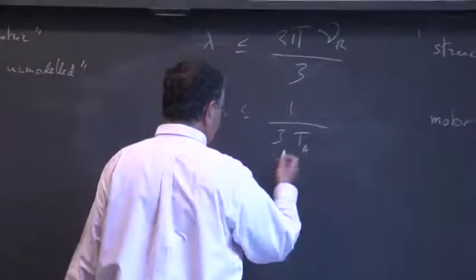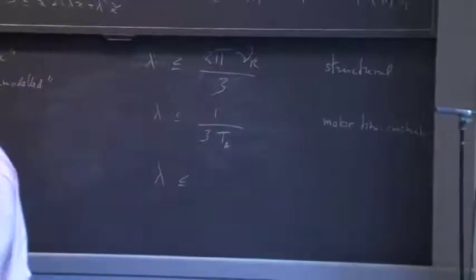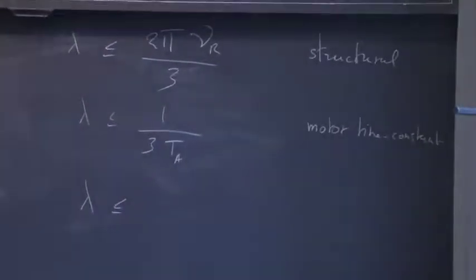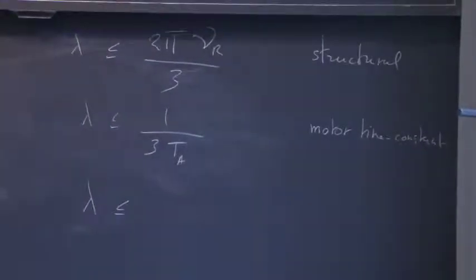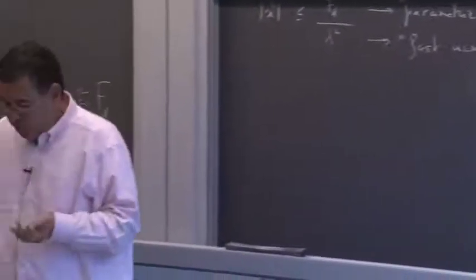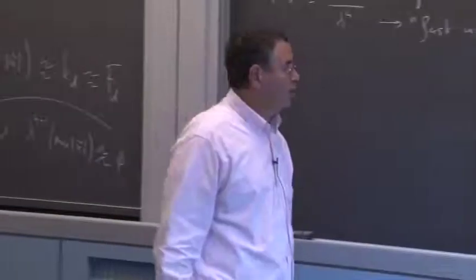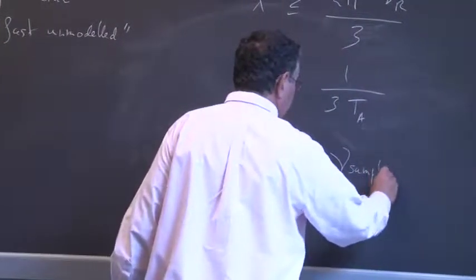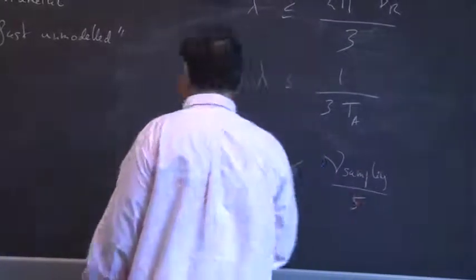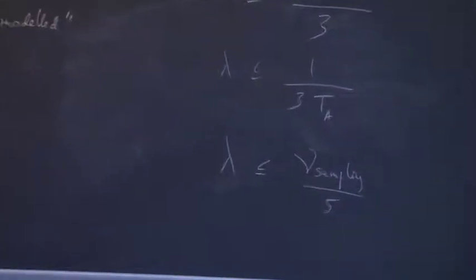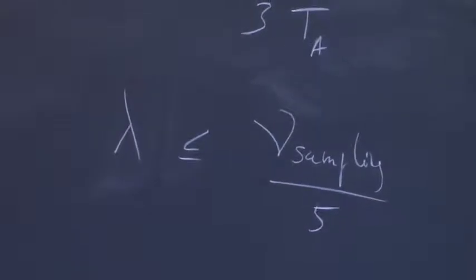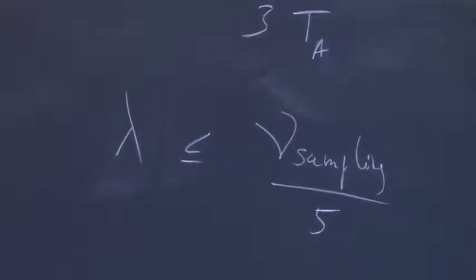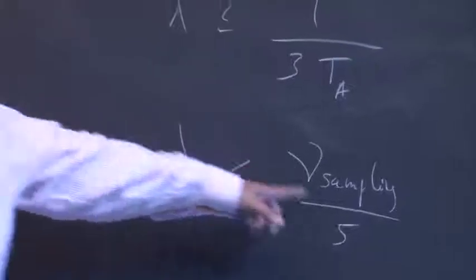You may have sampling effects. In other words, the real nonlinear controller will generally be implemented on a computer. Okay, so you have a sampling rate. And so a typical bound would be the sampling rate divided by 5 roughly. This is not Nyquist, by the way. This is much more stringent than Nyquist.